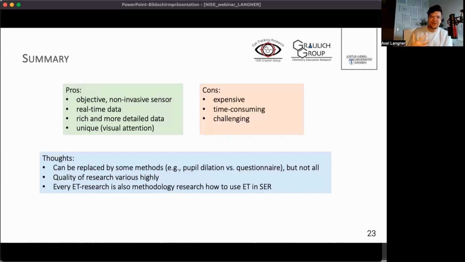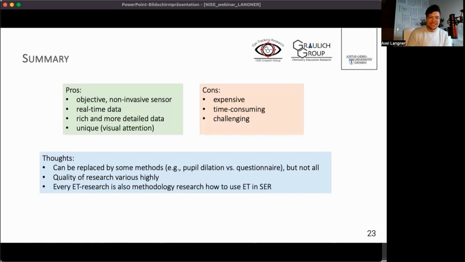It's discussed whether it's worth it or not. So some methods can be replaced, but not all of them. It highly depends on what you're looking for. And also the quality of research varies highly. There are some papers which are pretty good and have really good data analysis using really good metrics, combine them, and it's great. And there are also some publications out there which just look at the data qualitatively, which is fine. To interpret the data qualitatively, that's not the issue, but they don't back up their interpretation with additional information. So you don't know if it's like this or not.